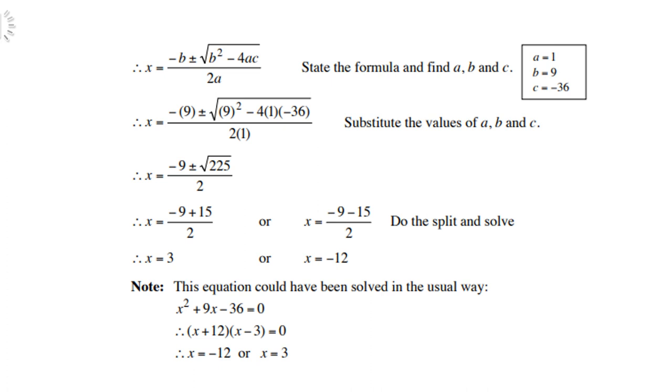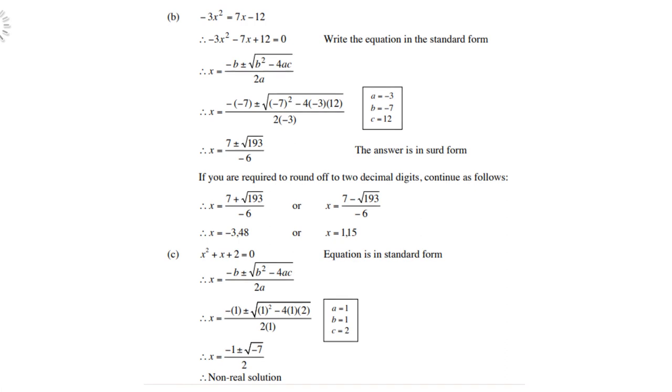This equation could have been solved in the usual way. We could have transferred 36 to the left-hand side. We could have factorized and we still get negative 12 or 3. But of course, in any exams, you need to follow the instructions.